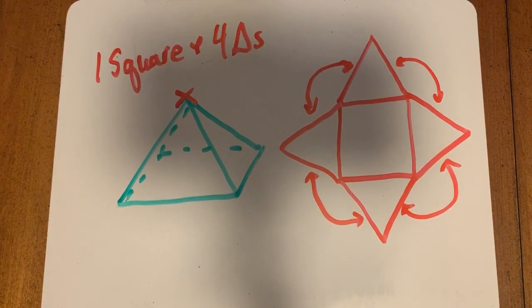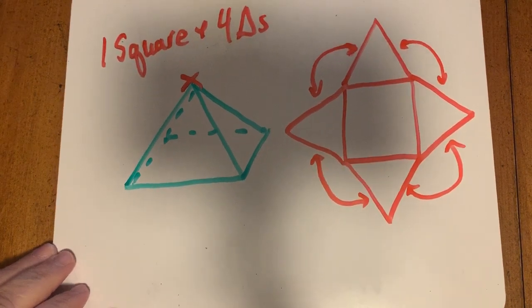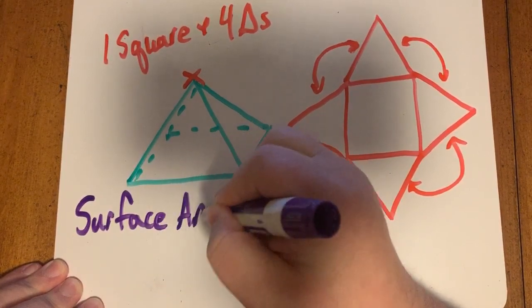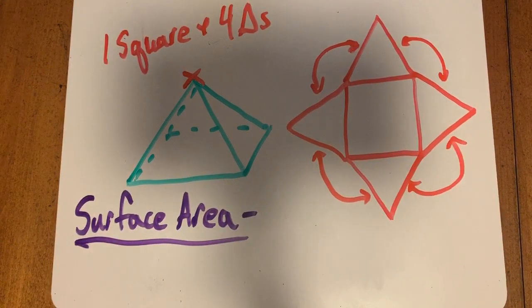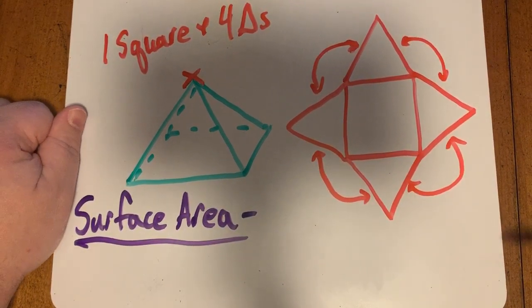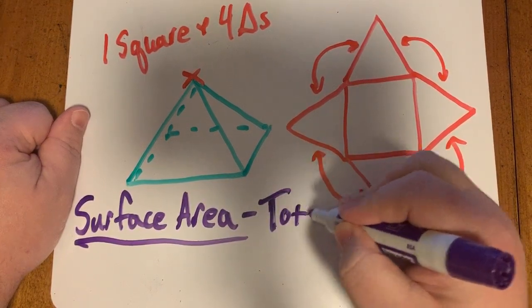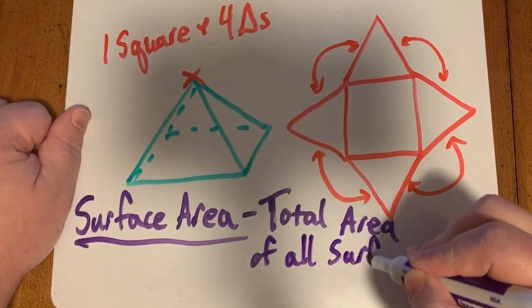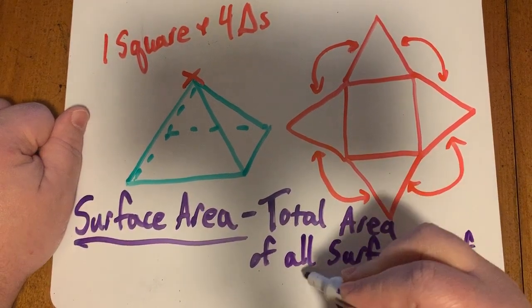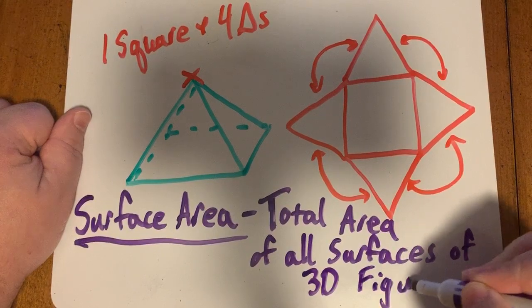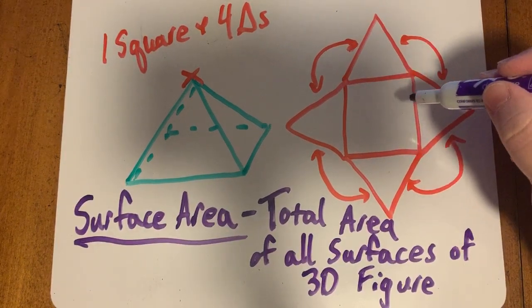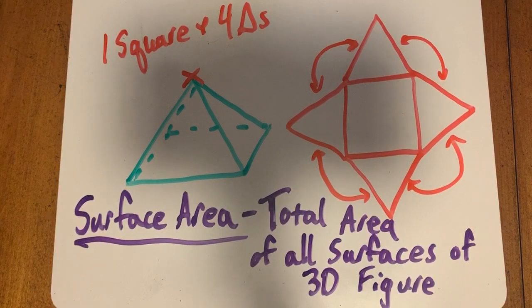Now, what nets are going to be primarily helping us with is finding the surface area. When I say the surface area, what that means, it's the total area of all the faces or surfaces of the three-dimensional figure. So the surface area of this, how we would find is we'd find the area of the square and then find the area of the 4 triangles and add them all together. And that would give us the total surface area.